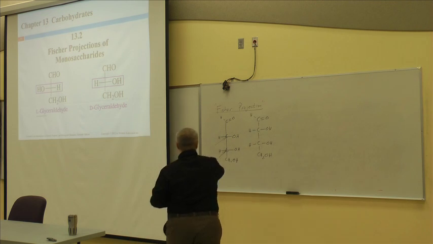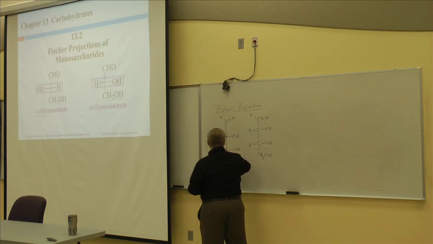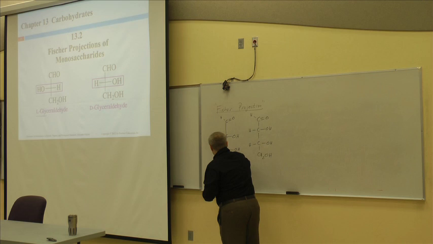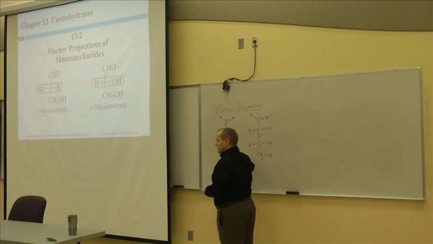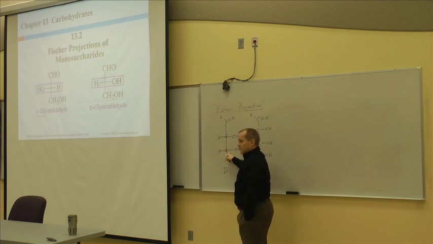So let's do this example right here. On my Fisher projection, if I want to know if this is a D or an L sugar, I go to the very bottom and I jump up 1. My OH is pointing to the right, so it's D. This is a D sugar. And it's all about this chiral carbon. We're just talking about that one, because they can be different, D or L. Are you with me? Yes.